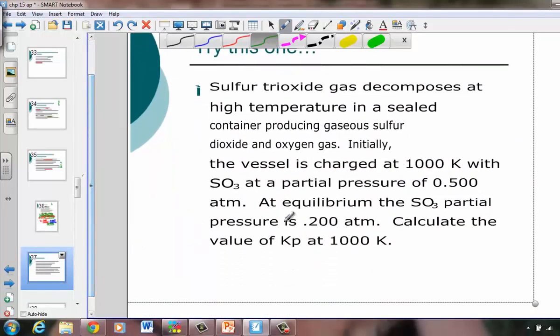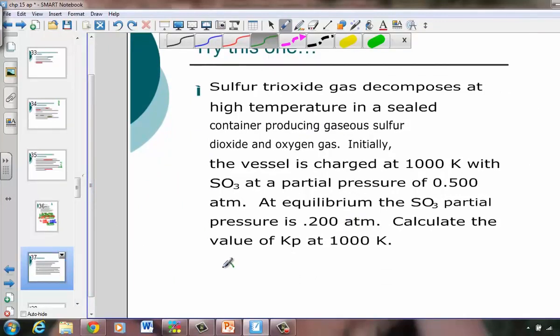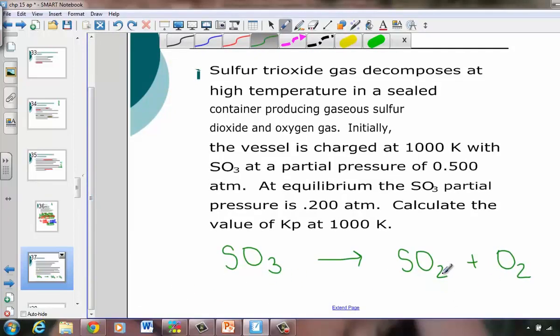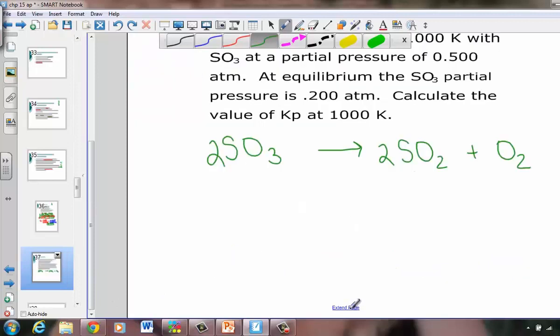Let's keep going, trying a next one. Here we have sulfur trioxide decomposing in a sealed container to give gaseous sulfur dioxide and oxygen gas. We did balance here. Let's try two S's. 4 plus 2 is 6. There we have it. So there's our equation from that very first sentence.